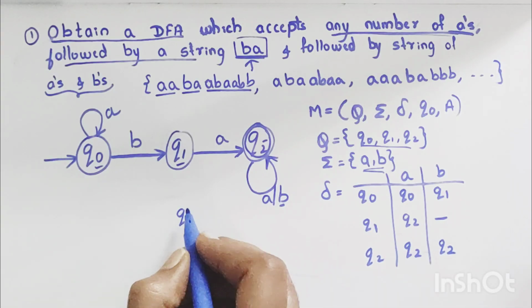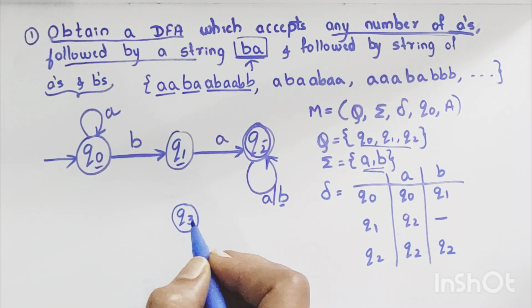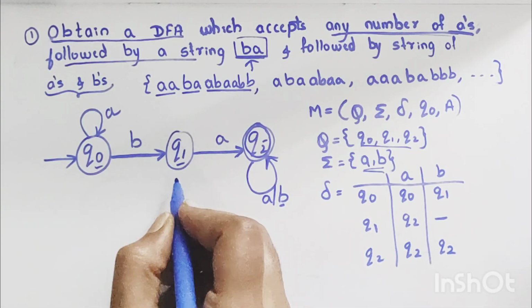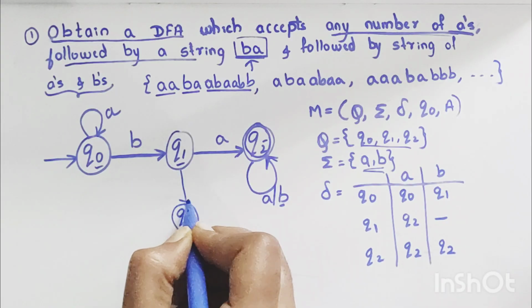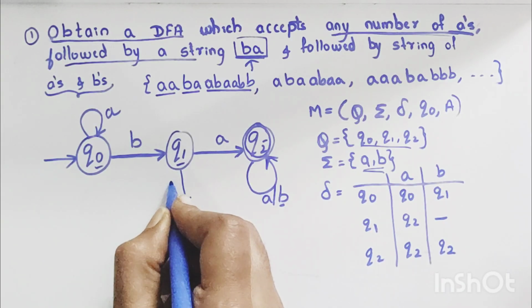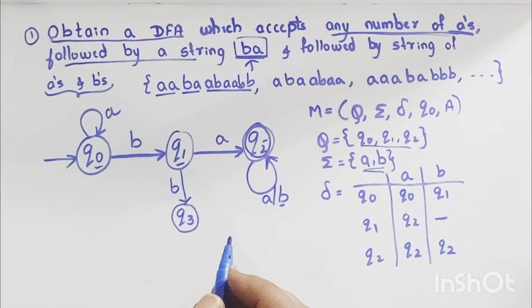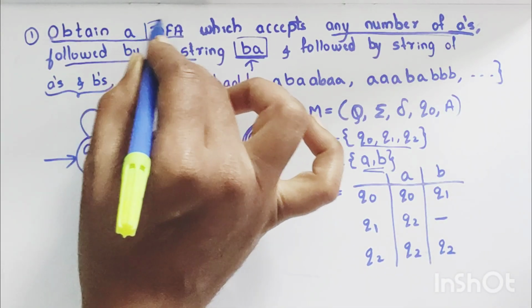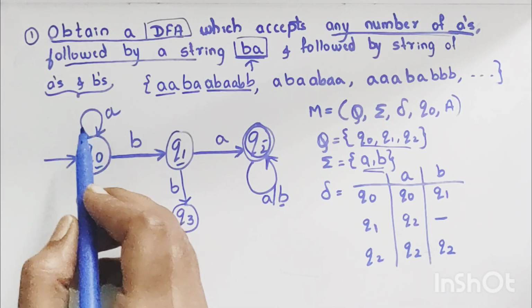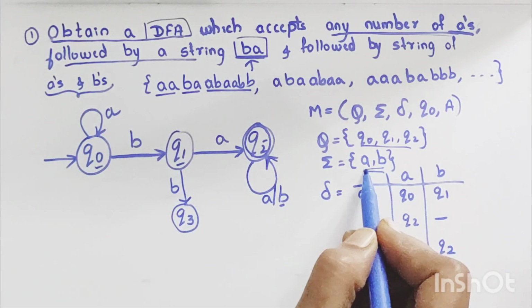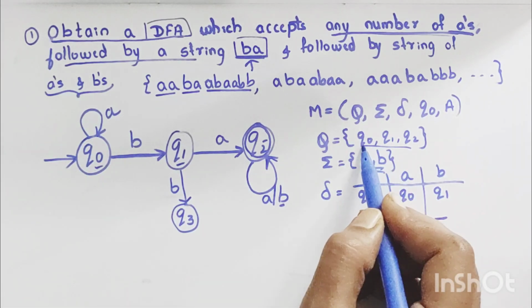I will introduce one new state called Q3, and I will show the transition from Q1 to Q3 for the B input symbol. As we have seen in the previous lectures, the DFA should have all the possible transitions for all the input symbols from all the states.